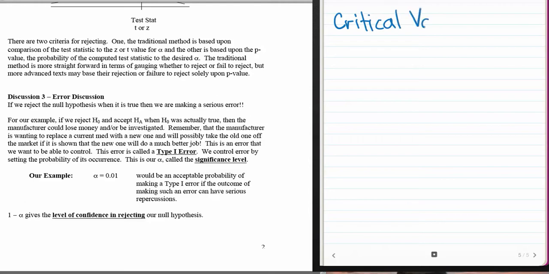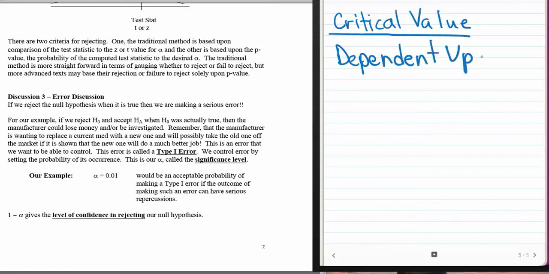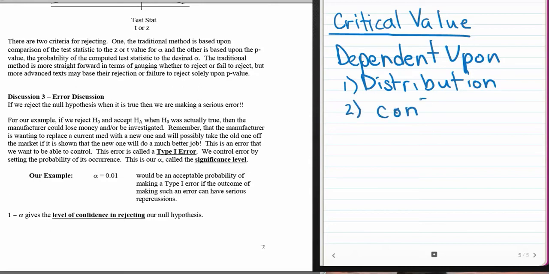But this critical value is not only dependent upon the distribution, so it's dependent upon, number one, the distribution of the parameter, right? So the sampling distribution. But it's also dependent upon something called the confidence level, indirectly. And this confidence level, we set that up not because of how sure we actually want to be, but we want to set it up based upon something that we'll talk about a little later called a type 1 error.